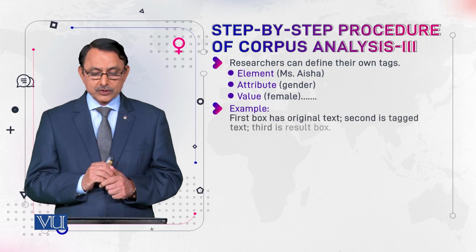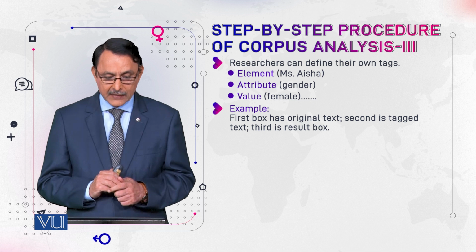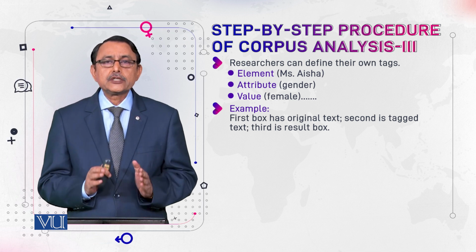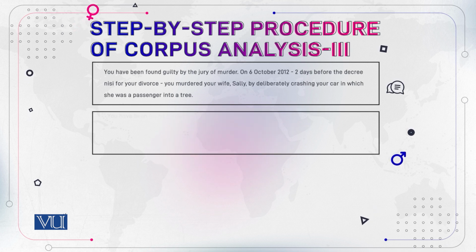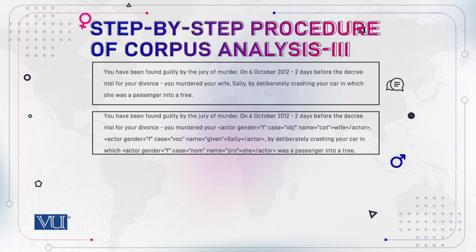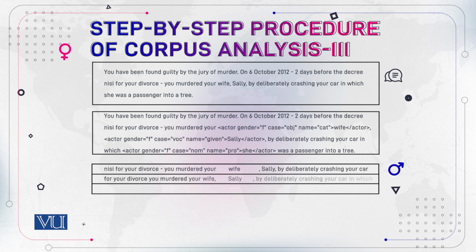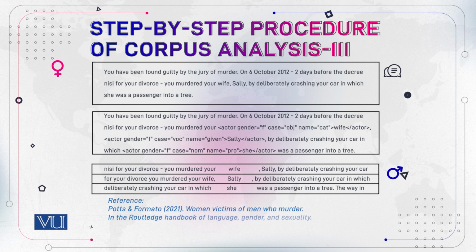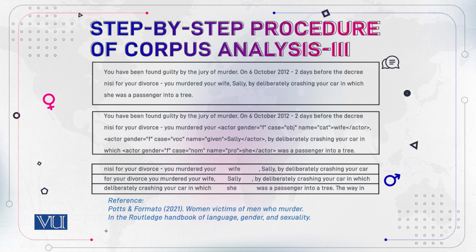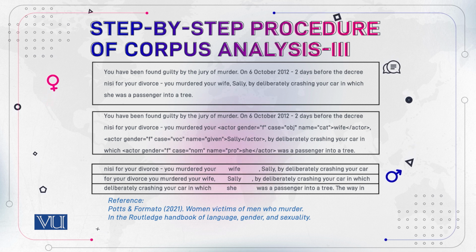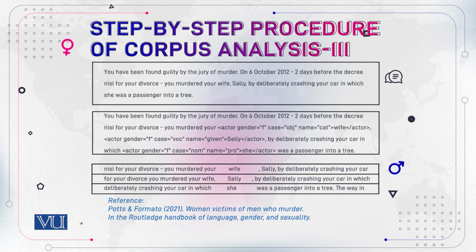See a complete example of this whole process which I have explained. Here you will see three boxes. In the first you have the ordinary text. This is the original text that you have selected. In the second box you have included tags, and the third box is what would appear on the screen of the computer. This is the result of your search.